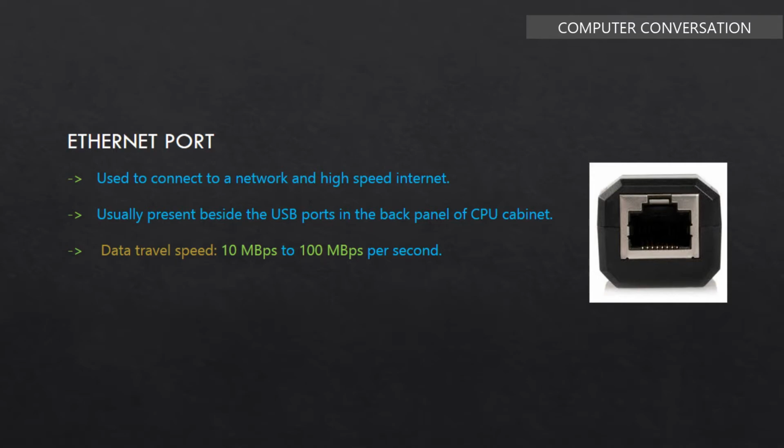And lastly, the Ethernet port. This port is used to connect a computer to a network and a high-speed internet. They are usually present beside the USB ports and their data transmission speed can be somewhere between 10 megabytes per second and 100 megabytes per second.